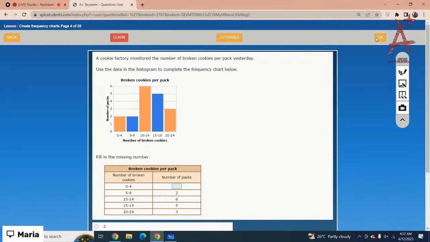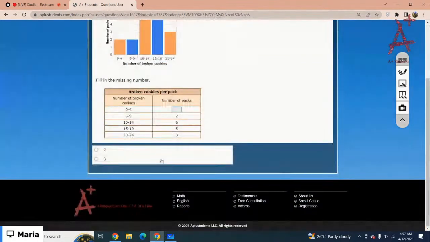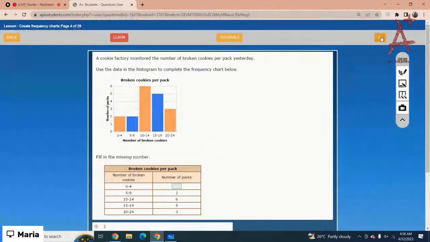A cookie factory monitored the number of broken cookies per pack yesterday. Use the data in the histogram to complete the frequency chart below. So number of packs with broken cookies from 0 to 4 is, here you have 0 and 4, and the number of packs would be 2. So the correct option is 2. Got it? So just select the correct option and click on the OK button.